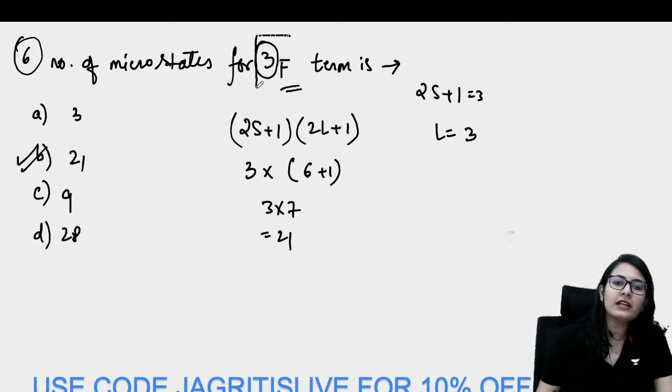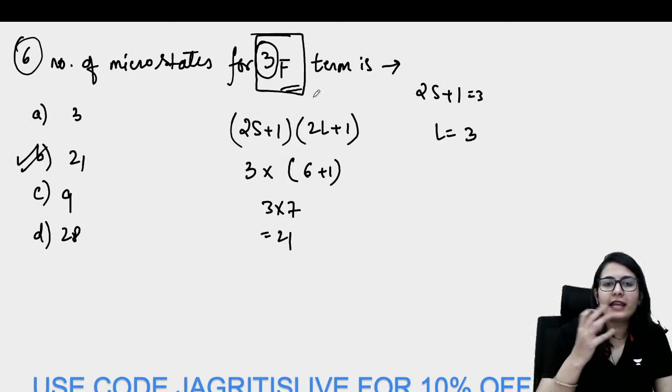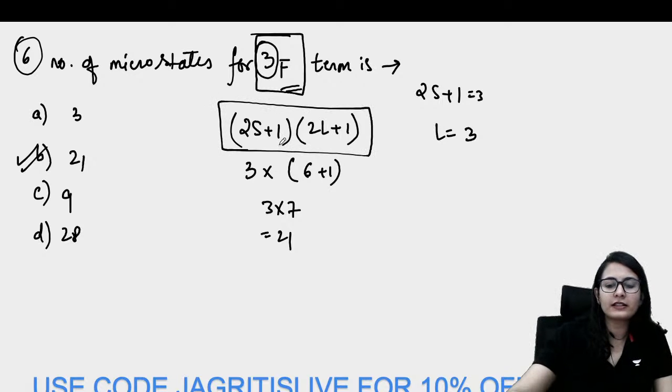So when you are finding it from the ground state term, or let's say any term, you are going to do it by this formula: 2S plus 1 into 2L plus 1, in this way.